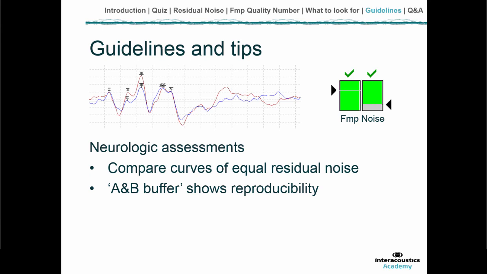Then, in my opinion, you do not need to repeat measurements a lot. Of course, if you do a threshold measurement and you get very close to threshold and it just makes you more comfortable, you could repeat it. But if you have measured until the noise is very low, you don't need to repeat it necessarily. You could also just click on the A and B buffer button. It shows the 2 buffers separately, and that also visualizes the reproducibility of the curves.